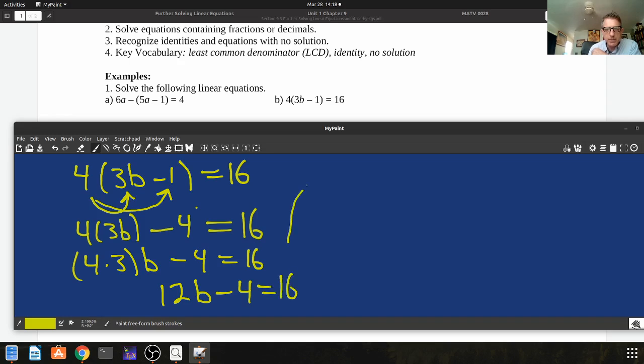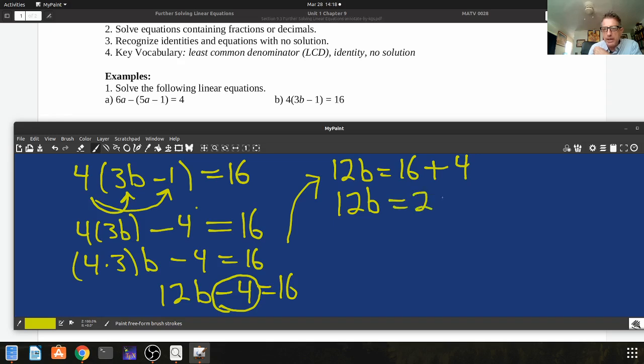So let's come up here. Again, I want to get the b on one side of the equation by itself. So I'm going to move the minus 4 to the other side of the equation, and when I do so, it becomes positive. So that's going to give me 12b is equal to 16 plus 4. Again, we just continue to simplify. That's 12b is equal to 20.